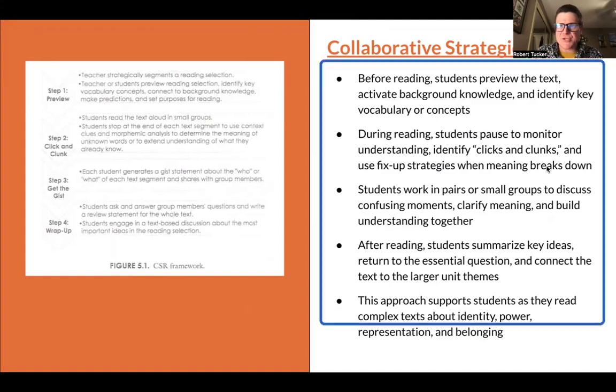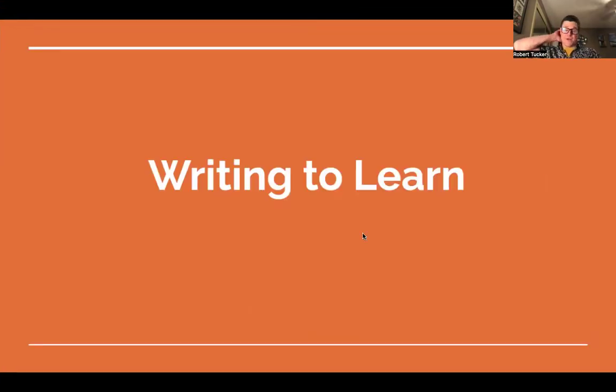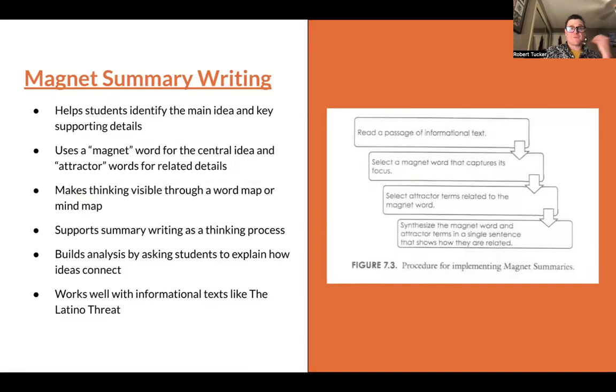All right, in addition to before, during, and after reading comprehension strategies, I've also thought through writing to learn strategies. And I have two that have really stood out to me throughout this process. The first is the magnet summary writing. I really like this because, especially with the informational texts, which are really complex, this gives a really good process and approach for students to visually think through and make a mind map on the connection between ideas and concepts within what they're reading.